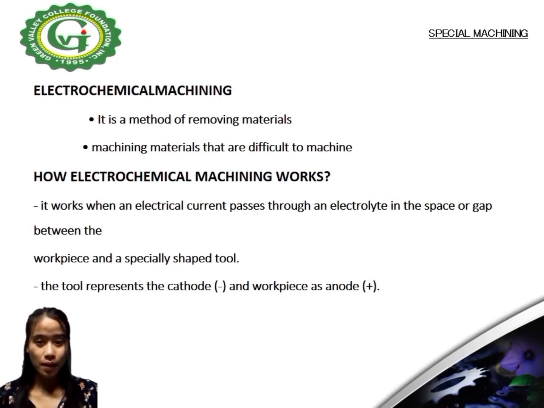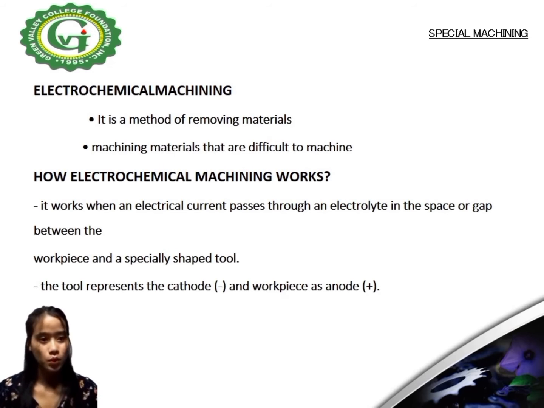Now, let's talk about the electrochemical machining process. Electrochemical machining, also known as ECM, is a method of removing or machining materials that are difficult to machine. It is made especially to remove materials that are difficult to machine, or those extremely hard ones.